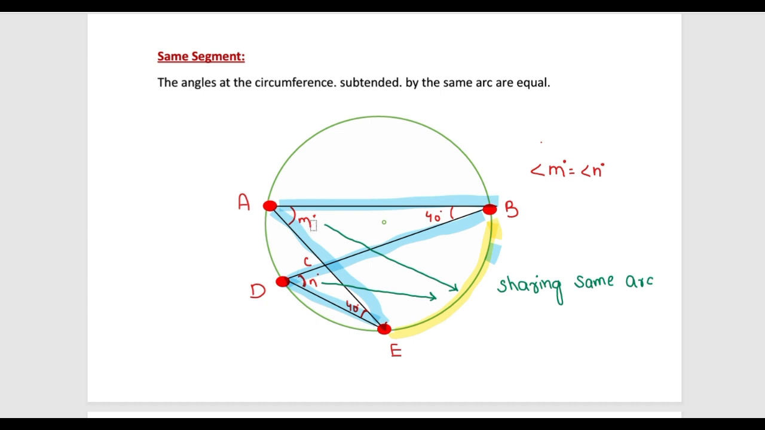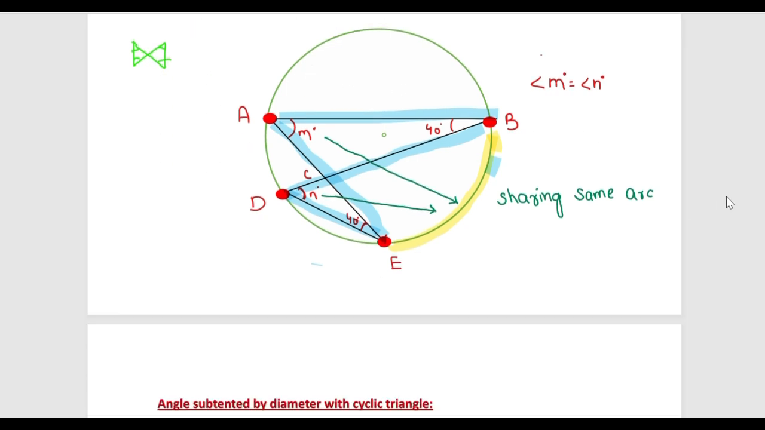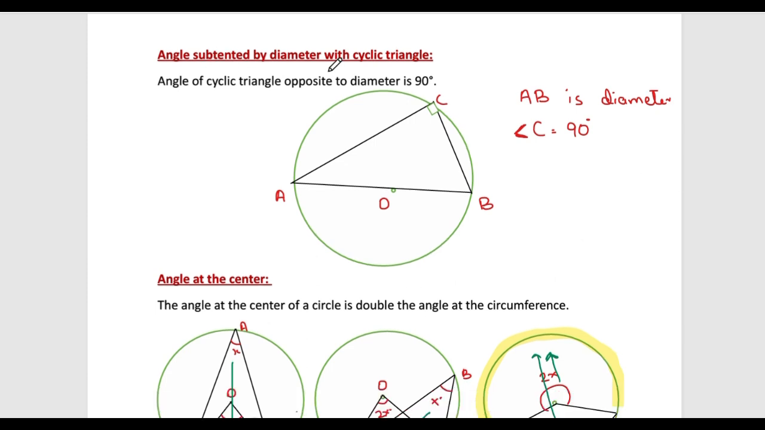So to remember this property, you can always remember this crisscross shape. Whenever you see this crisscross shape, you can remind yourself that they have the same segment and these two angles would be equal. So I'm just writing this shape over here, so just remember this shape, and whenever you see this crisscross shape, you will apply the same segment property. But make sure that the center of the circle is not included in making any angle, okay? Because if the center were included, the whole property would change.